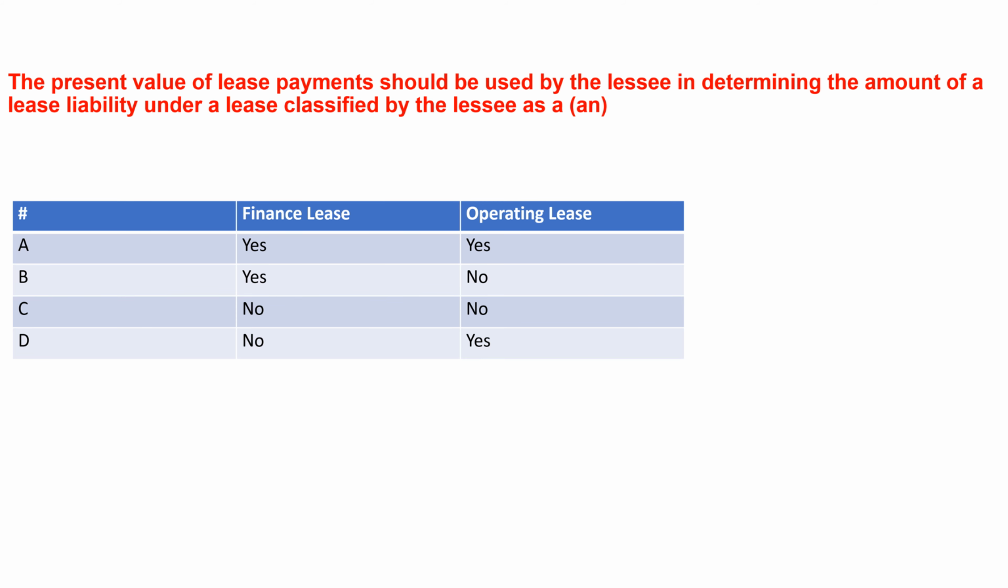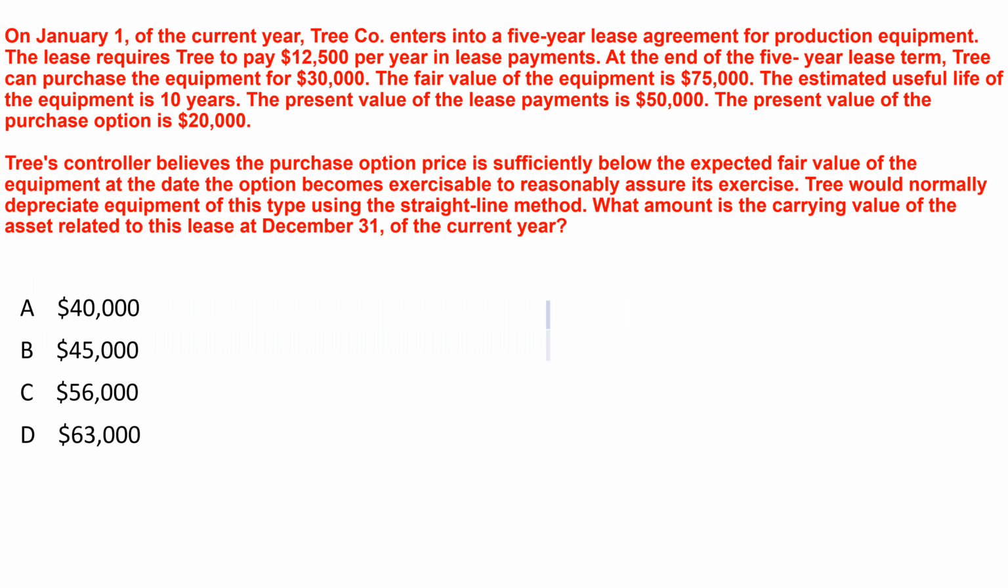Next question. The present value of lease payments should be used by the lessee in determining the amount of a lease liability under a lease classified by the lessee as a... The correct answer is A. Under ASC 842, a lessee determines the lease liability for both finance and operating leases by using the present value of lease payments.